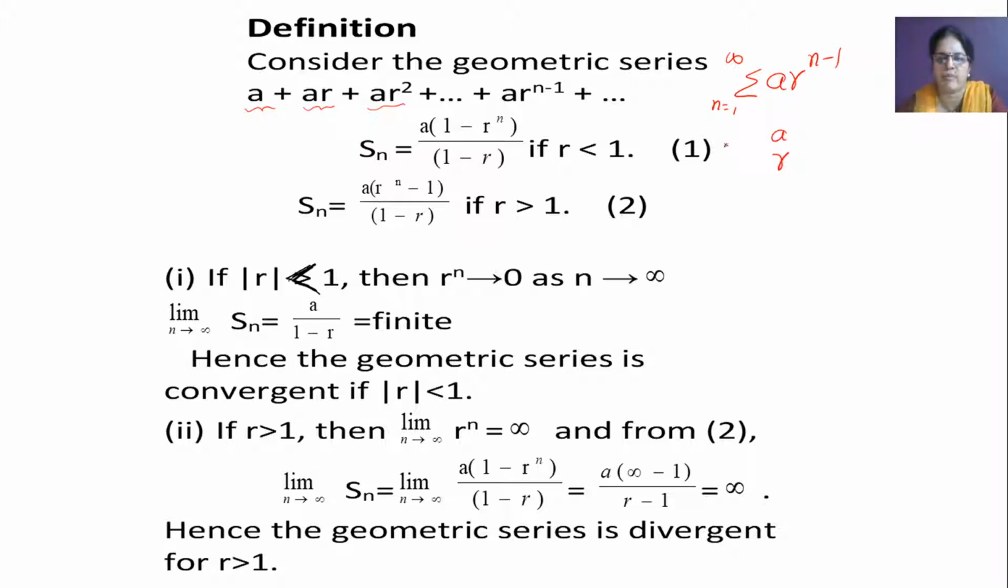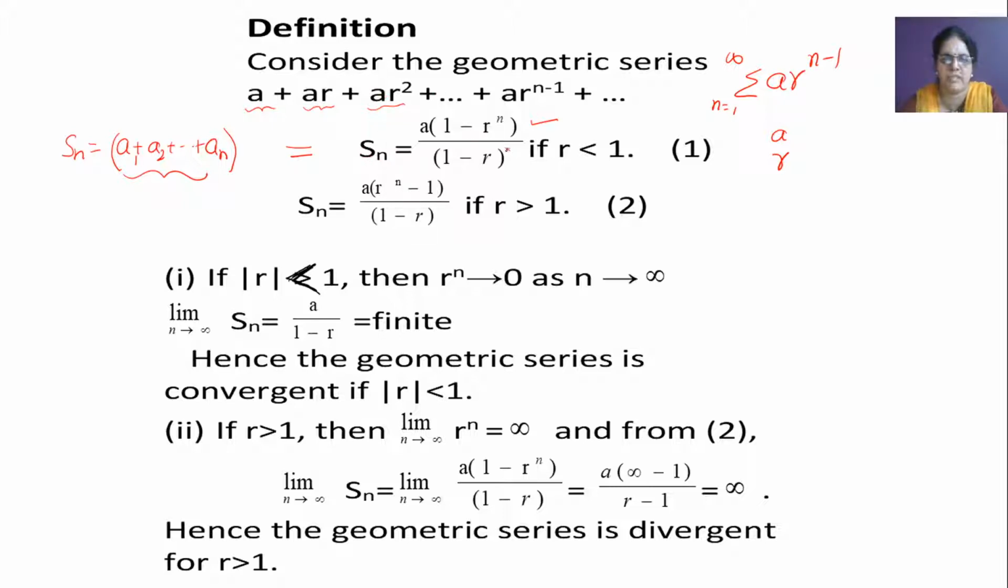Therefore we have a formula for the sum to n terms of a geometric series, and in this case it is nothing but the sequence of partial sums, that is up to n terms. The n terms sum, we know, is called a sequence of partial sums. So it is the sum to n terms of this geometric series, and it is given by this formula: a into 1 minus r power n by 1 minus r.